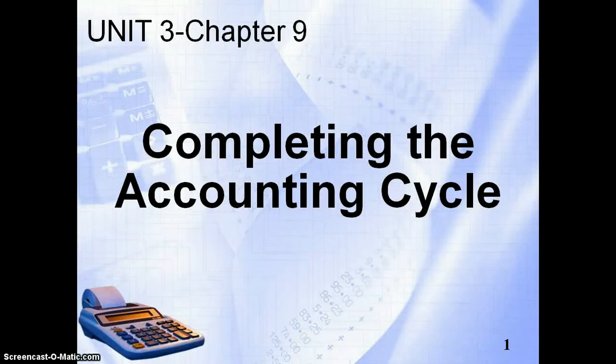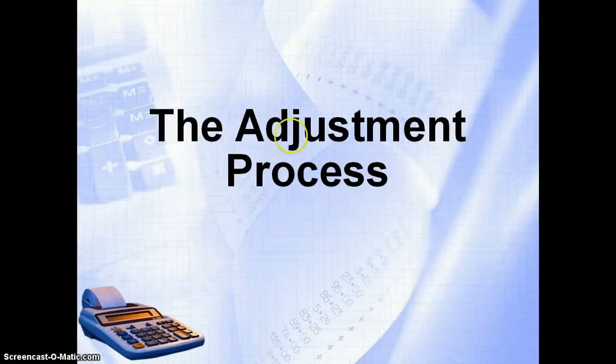Hi everyone. We're going to begin Unit 3 with Chapter 9, completing the accounting cycle. The first step that must be carried out in completing the accounting cycle is the adjustment process. This video will show you how to make adjustments for accounts that need to be updated.